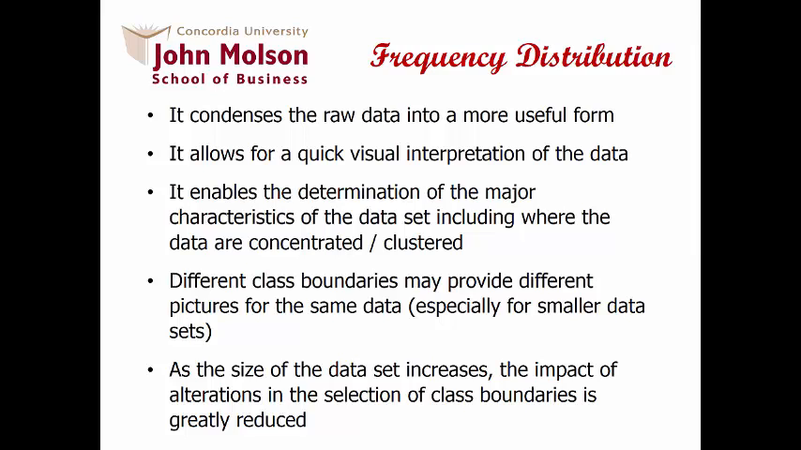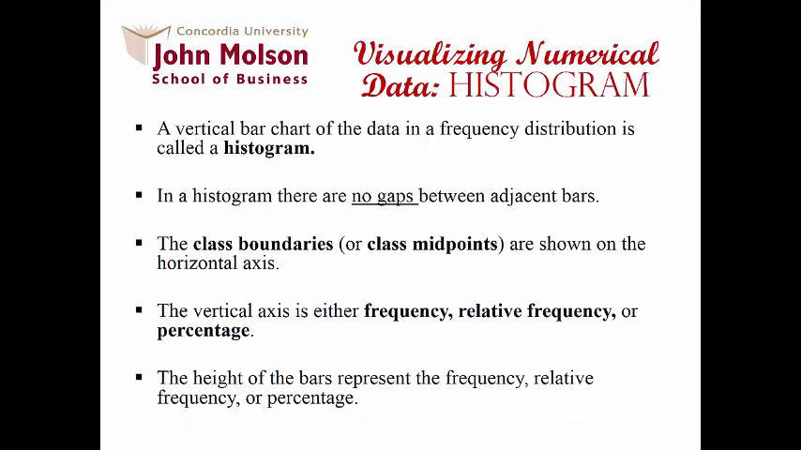So it determines the major characteristic of the data, and it allows me to see a little bit about the shape. But keep in mind different class boundaries. If I use 5 and you use 6, the look will be different if I have a small data set. If I have a large data set, the impact of the selection of class boundary is greatly reduced. It's not completely gone, but it's reduced.